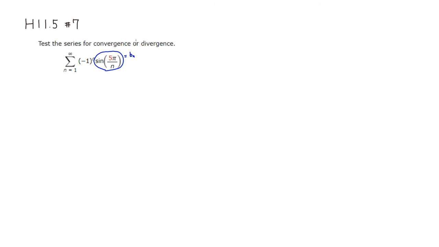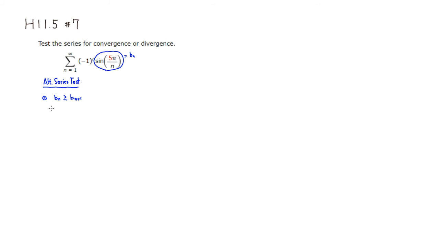So we're going to do an alternating series test. First to check is to make sure that Bn is a decreasing sequence. Alright, so let's do that. I'm going to use calculus to show this.